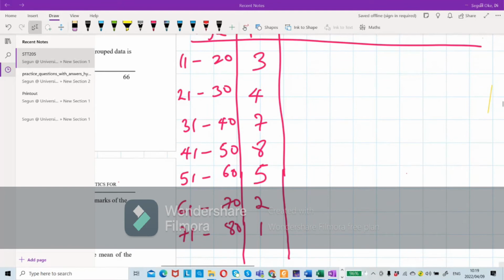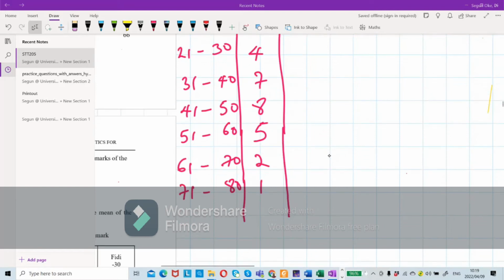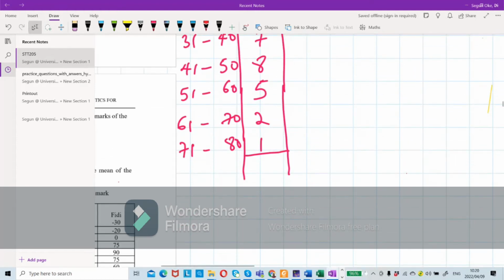So in this case now, we can proceed by saying, what is the total value for frequency? Anybody? 30. 30, thank you. The question asks, we are asked to calculate the mean, median, and mode. Mean, median, and mode.